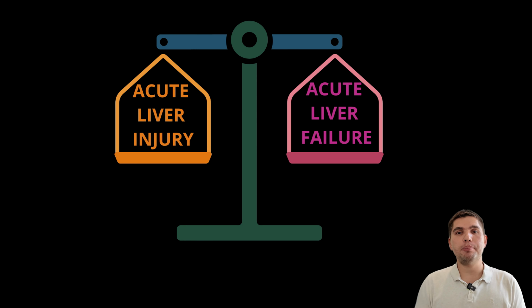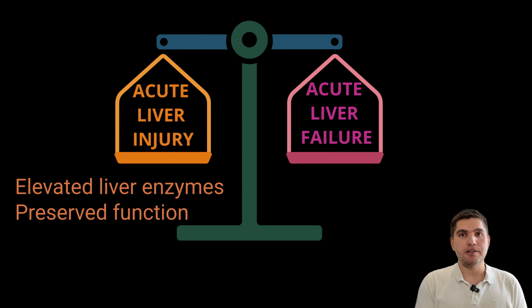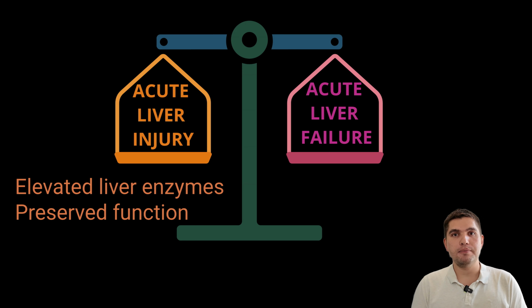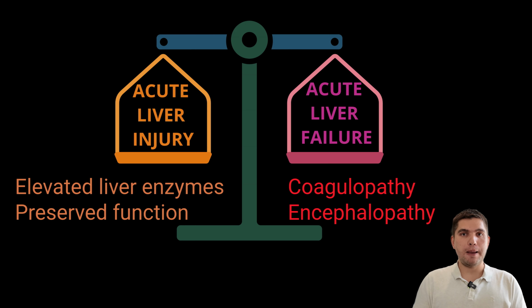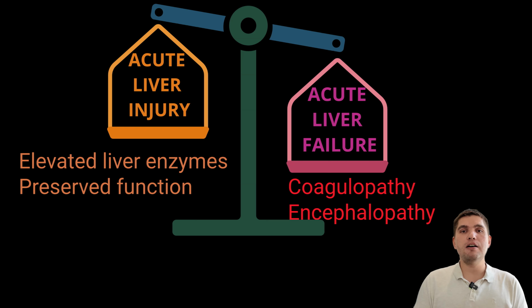It's also important to separate acute liver injury, or ALI, from acute liver failure, or ALF. Acute liver injury means hepatocellular damage, usually with elevated liver enzymes, but preserved liver function. Acute liver failure, on the other hand, involves functional hepatic failure, impaired coagulation, glucose metabolism, protein synthesis, etc. The presence of coagulopathy and encephalopathy typically marks the tipping point from injury to failure.